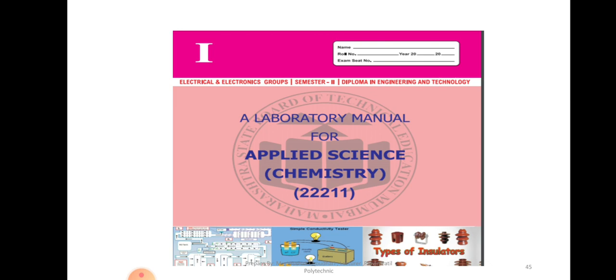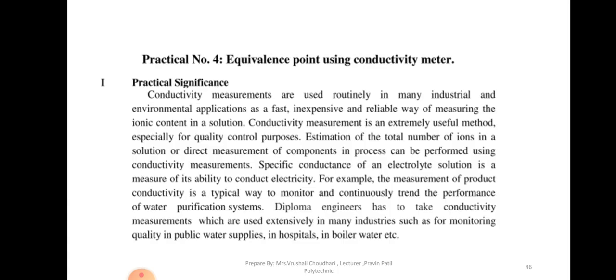Today we are performing the practicals for the Applied Science Chemistry for the Electrical and Electronics group. Subject code 22211. Today we are going to perform experiment number 4, practical number 4, that is the equivalence point using the conductivity meter.